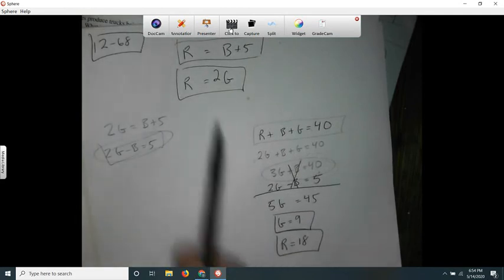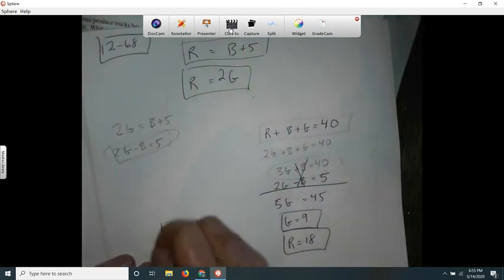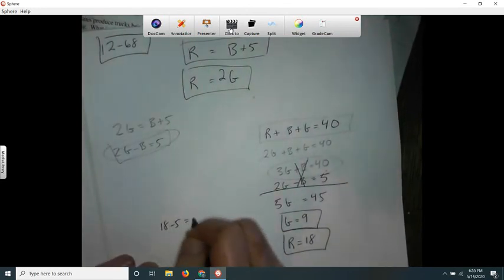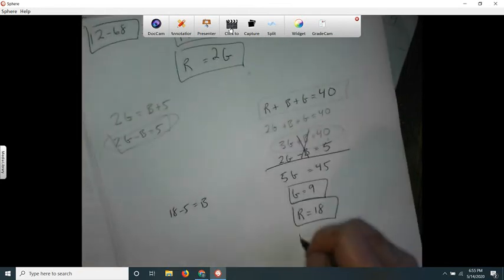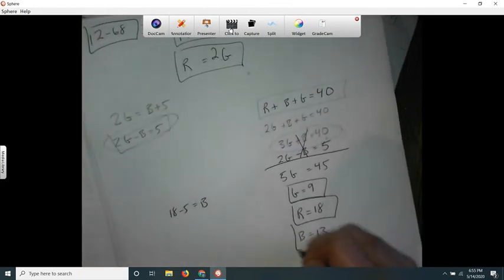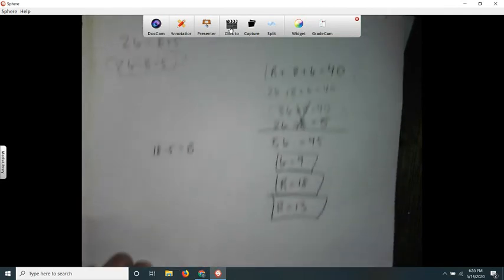And if I want the blue marbles, I can say r minus 5 equals blue. So 18 minus 5 equals blue. So I think that gives me 13. So 13, there we go. And then if I added those all together, hopefully they'd add up to make 40, and they would make all these equations true.